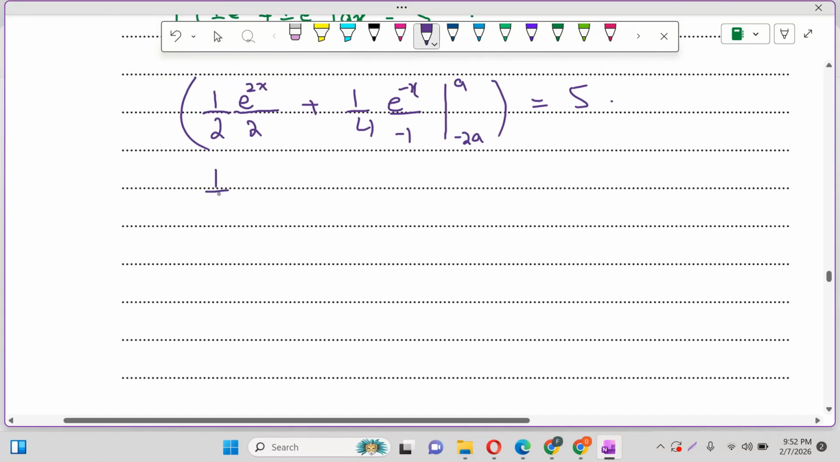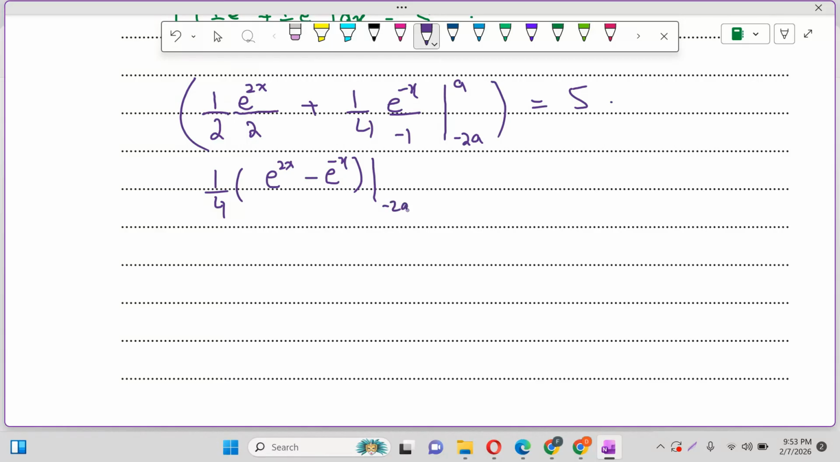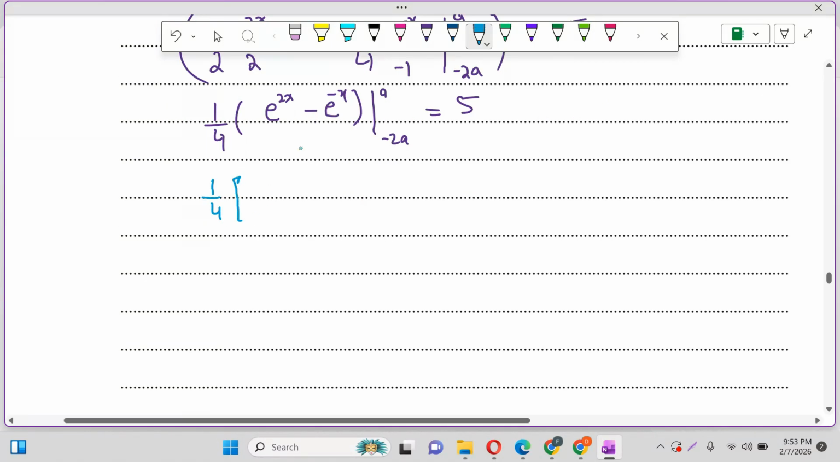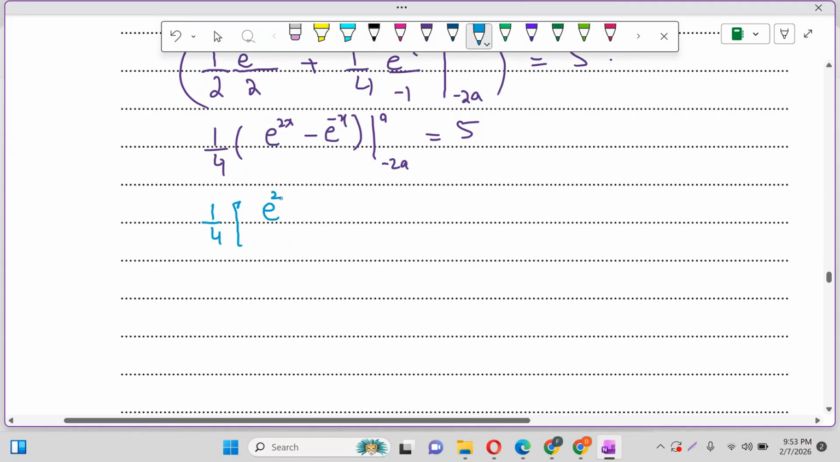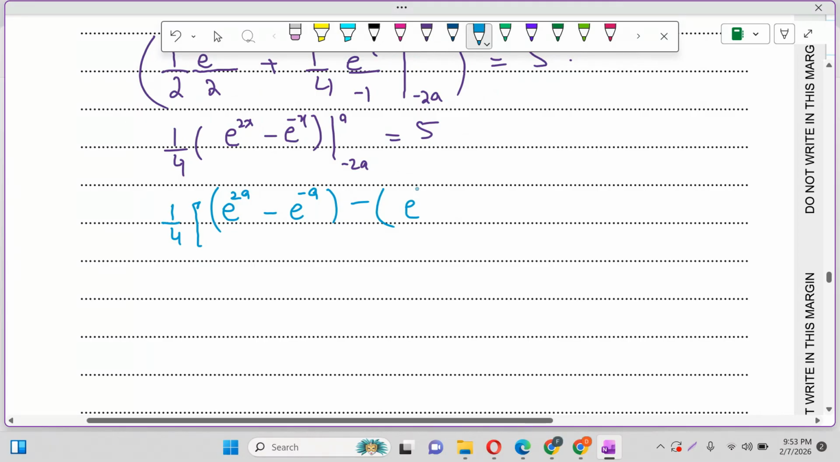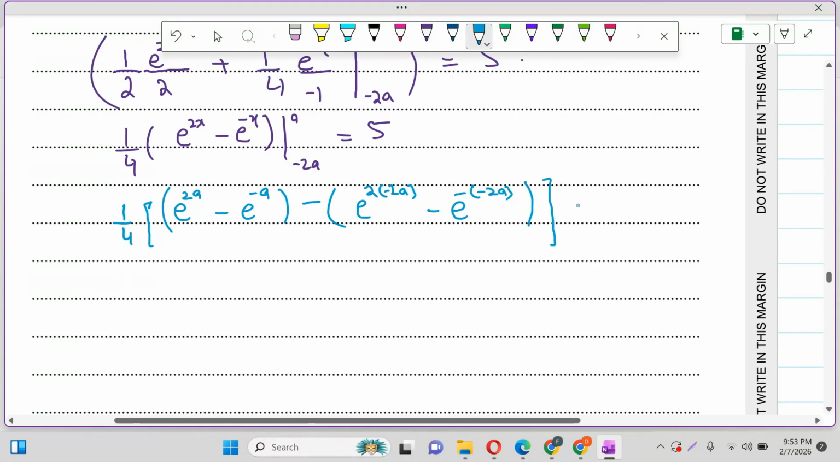Further solving, we will have 1 over 4 times exponential of 2x minus exponential of negative x, with limit from negative 2a to a, and this is equal to 5. 1 over 4, apply the upper limit: exponential of 2a minus exponential of negative a. This one is the upper limit minus, now apply the lower limit, which is exponential of 2 times negative 2a, sorry, minus exponential of negative x, meaning negative negative 2a, bracket close, and we will have it equal to 5.